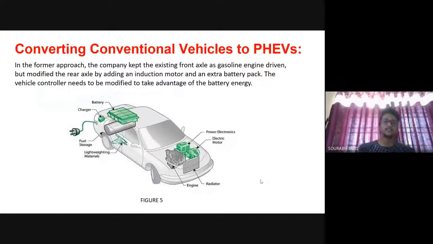And next one is converting conventional vehicles to PHVs. So some hybrid electric vehicle technologies have converted conventional vehicles to PHVs because they have abundant space available in them. Let us consider a truck which has abundant space in it.